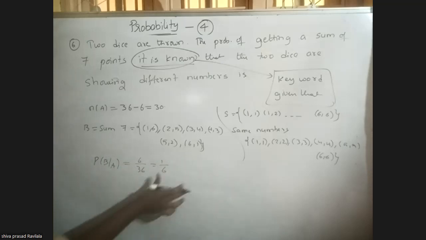Without using that conditional probability formula, you can directly write this type of question. It is known that and given that, these conditions are given. Okay, students?